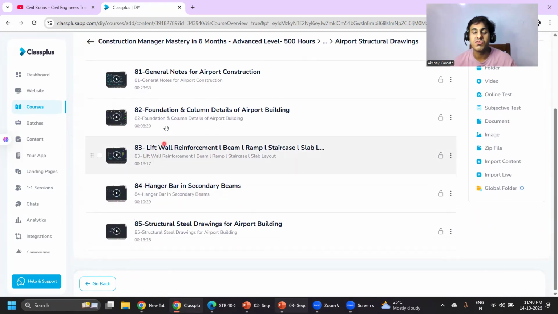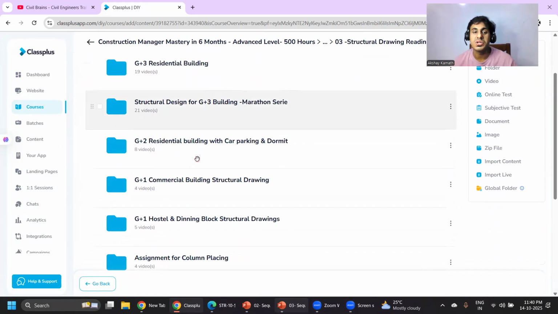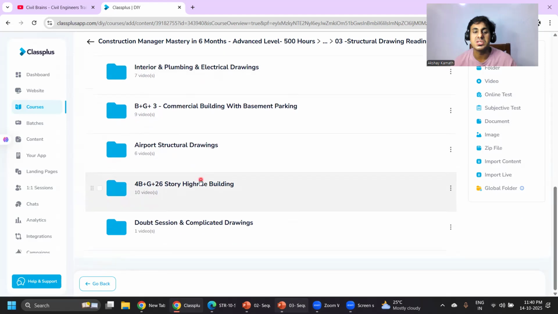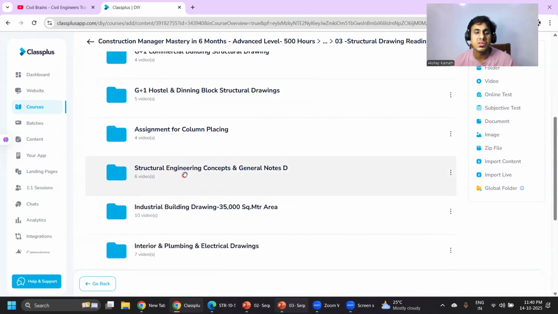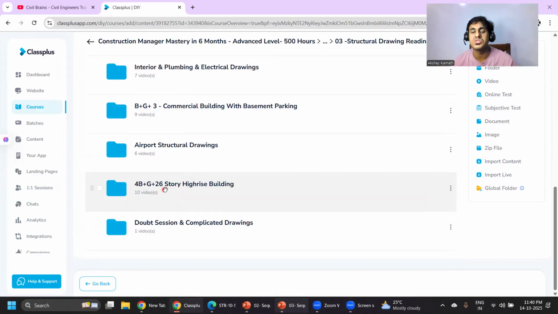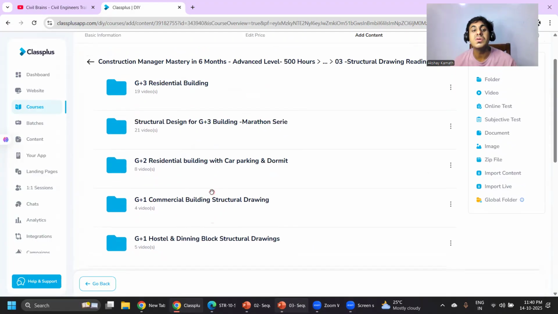So lift wall reinforcement, foundation, raft foundation, high-rise building construction. You can see here high-rise building construction, a 4 basement plus G plus 26 story. In this, we will try to cover a lot of topics so that you will understand.